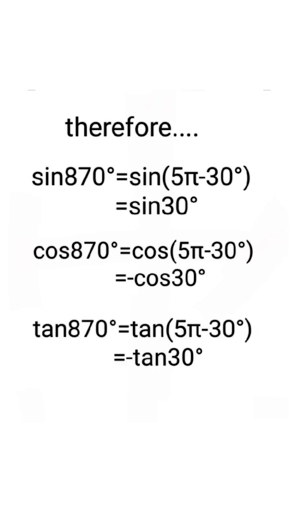Therefore, sin 870 degree equals sin 5 pi minus 30 degree equals sin 30 degree, whereas cos 870 degree equals cos 5 pi minus 30 degree equals minus cos 30 degree, and tan 870 degree equals tan 5 pi minus 30 degree equals minus tan 30 degree.